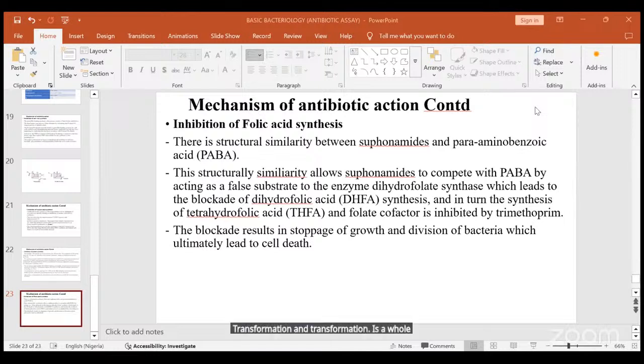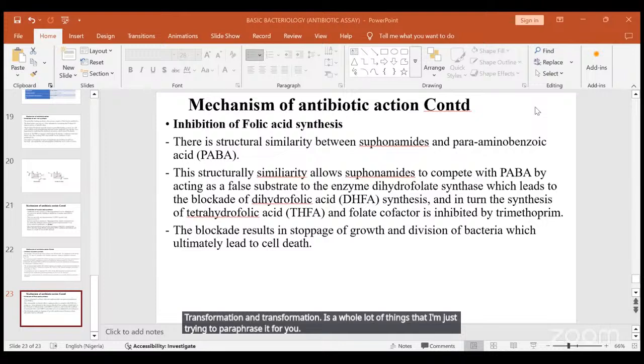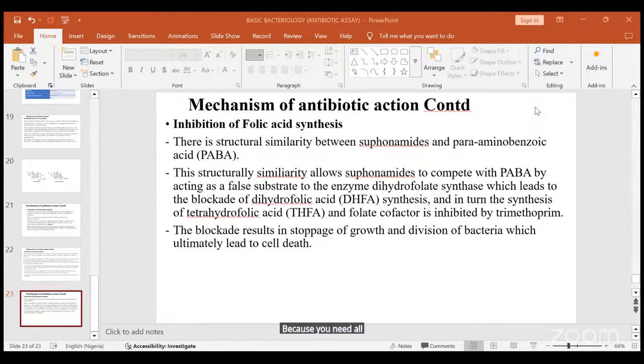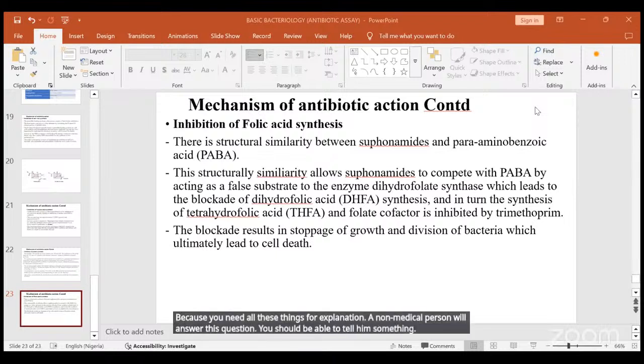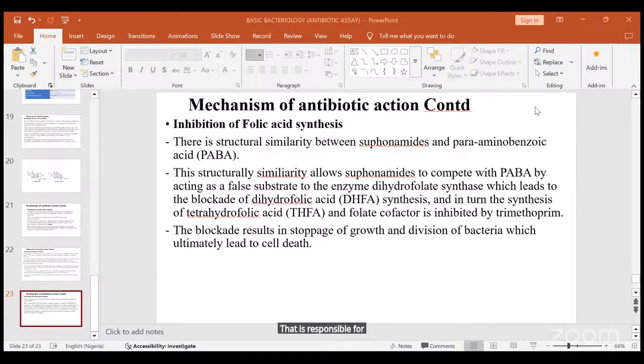I'm just trying to paraphrase it for you because you need all these things for explanation. A non-medical person will ask you this question. You should be able to tell him something that is responsible for all these things without going deep into it.